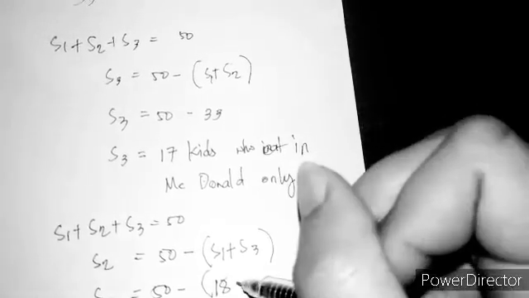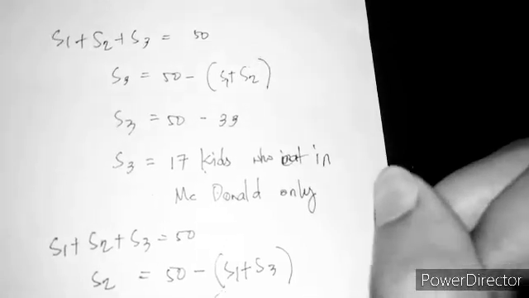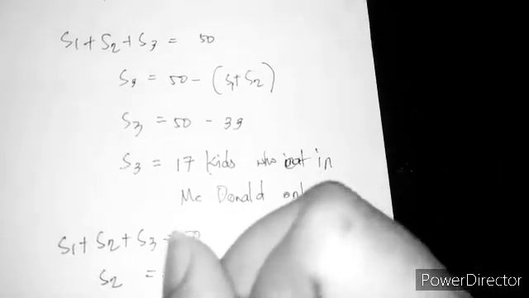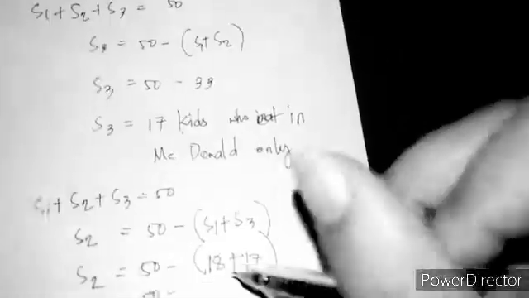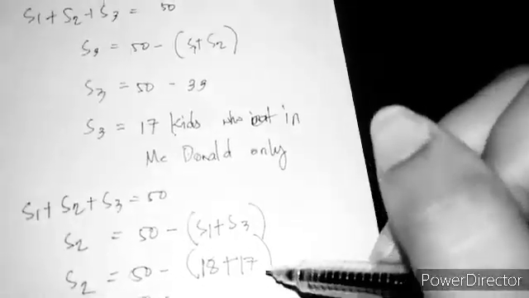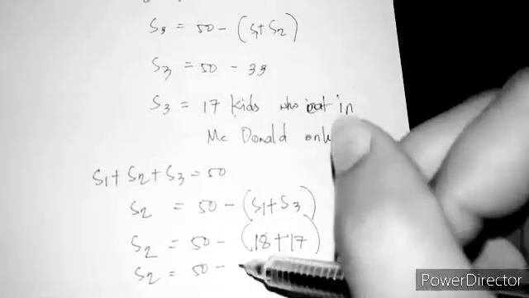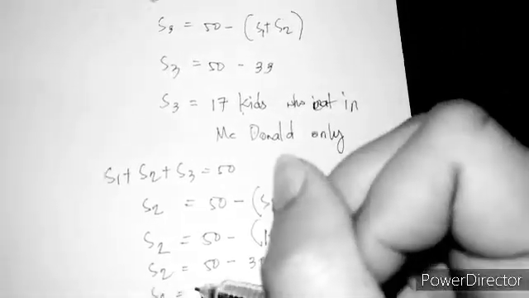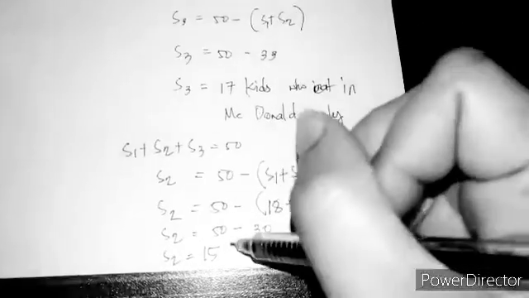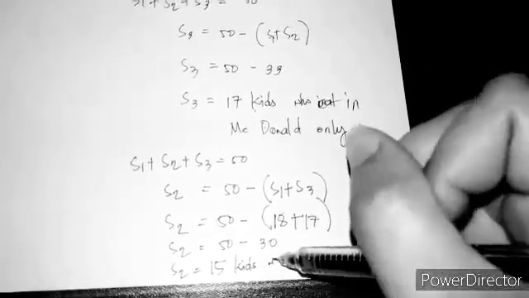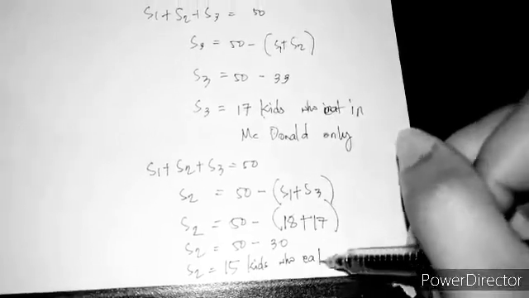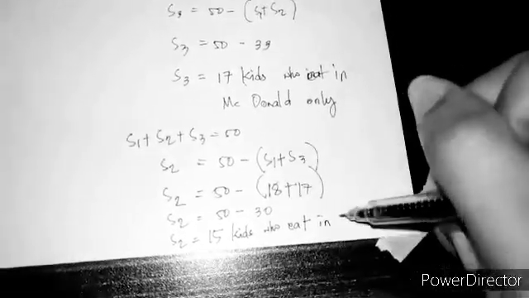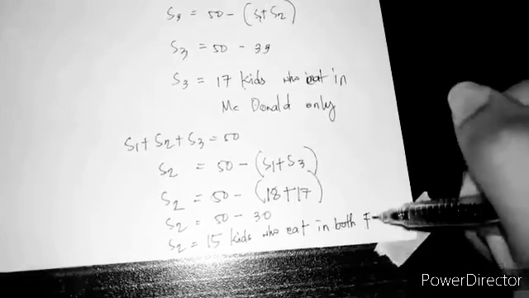S1 we have 18 kids. So, we substitute, plus how many is S3? We have 17. So, we substitute. So, our S2 is 50 minus 18 plus 17 is equal to 30. So, our S2 is 15. So, we have 15 kids who eat in both fast foods.